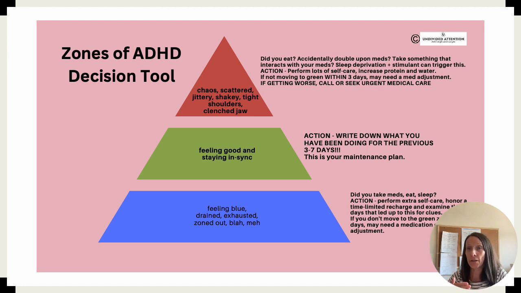Okay, what if you're in the red zone? What if you just feel like everything is chaos and you are super scattered? You're jittery, shaky, you have tight shoulders, clenched jaw. Here are the questions to ask. Did you eat? Did you accidentally double up on your meds? Are you using a pill minder? Because pill minders for people with ADHD are probably critical.